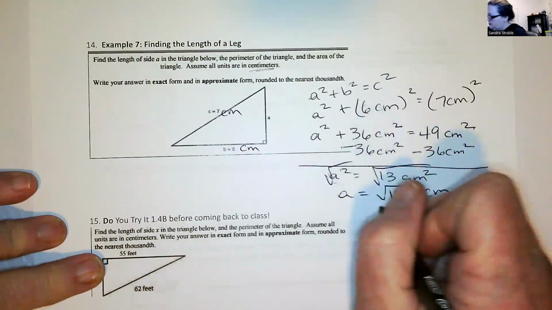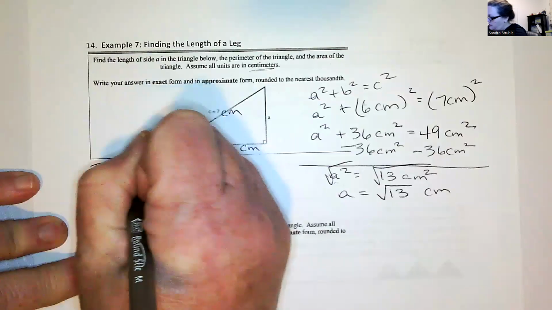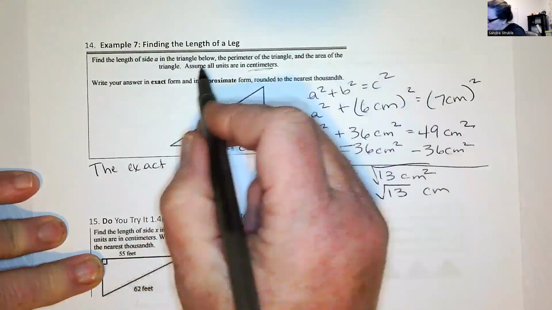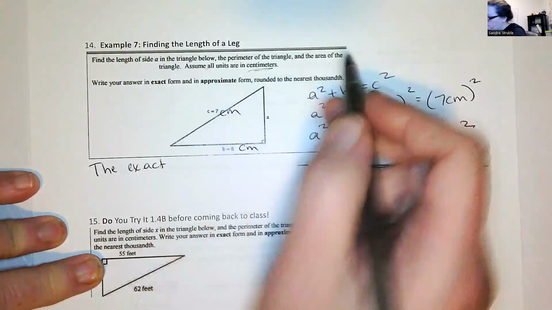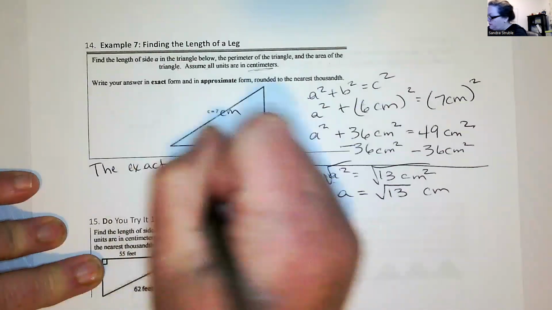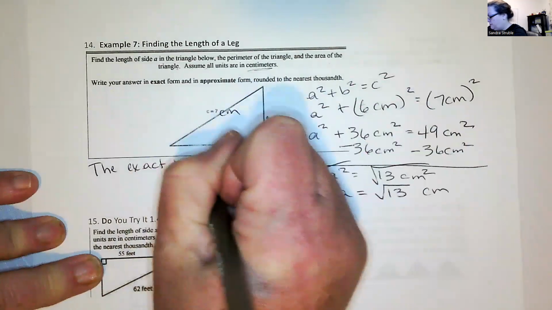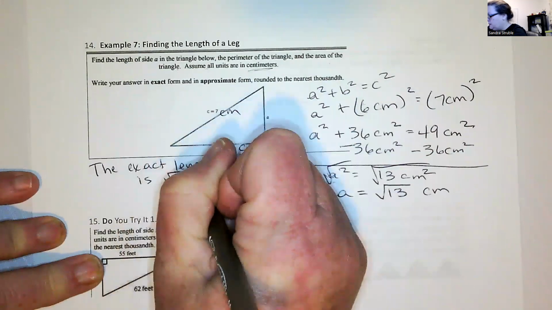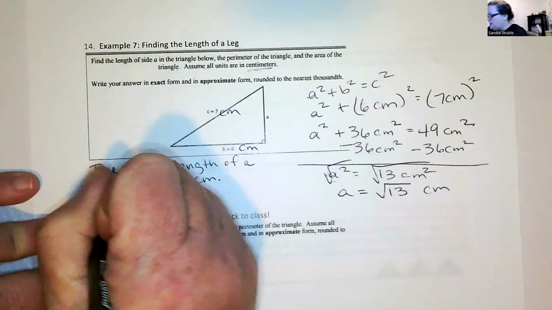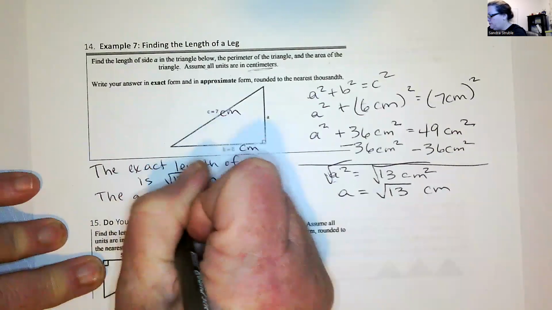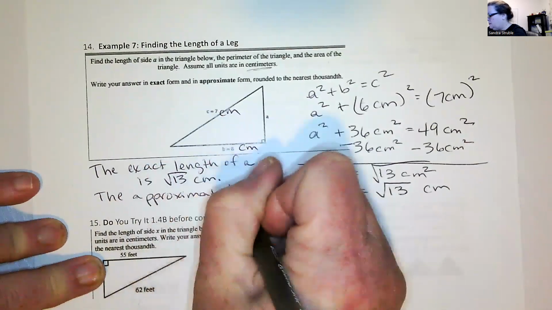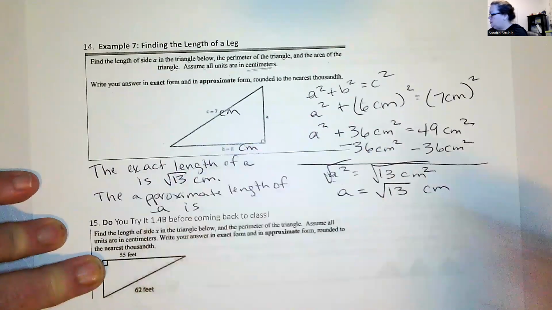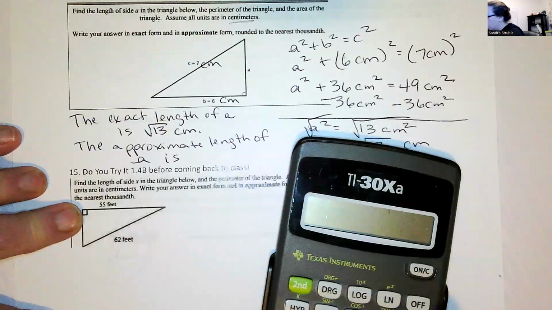This is the exact length. That's all we're going to have to do, right? Perimeter of the triangle and the area, because we're going to have to do all of it. So the exact length of A is square root of 13 centimeters. The approximate length of A is, and that's just taking that 13 and taking the square root.